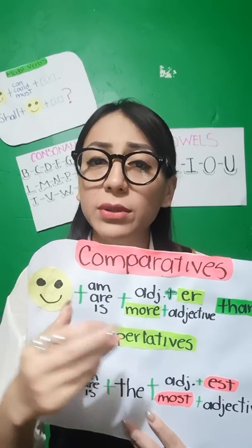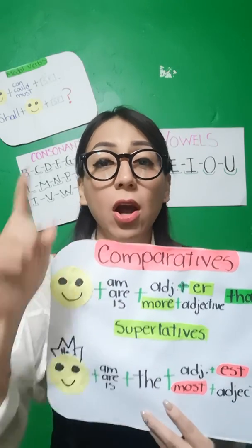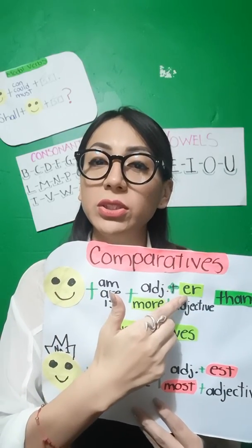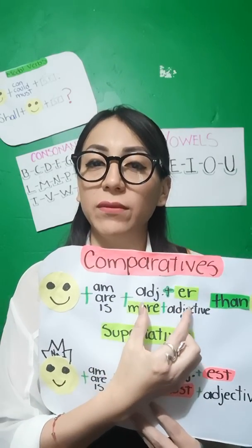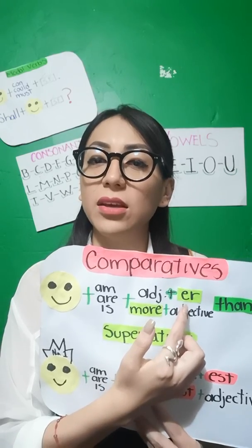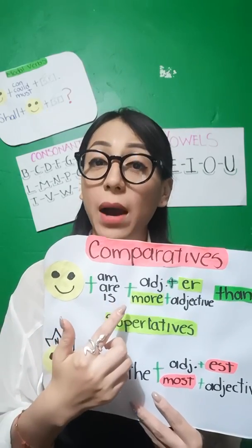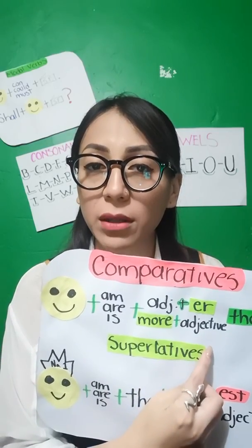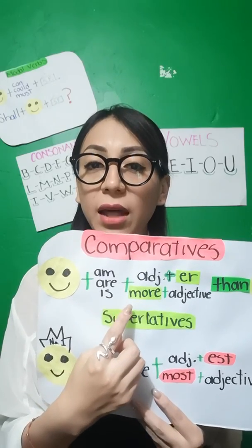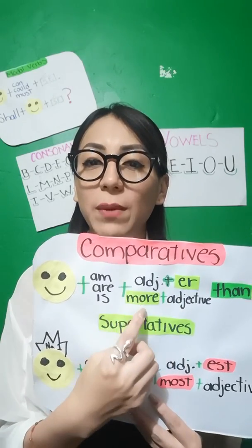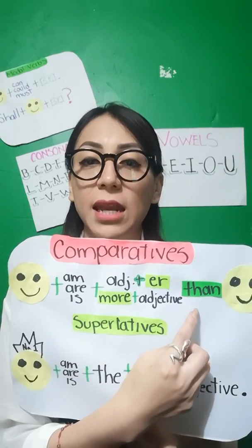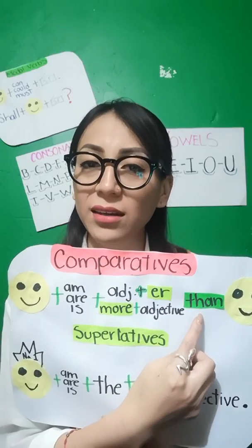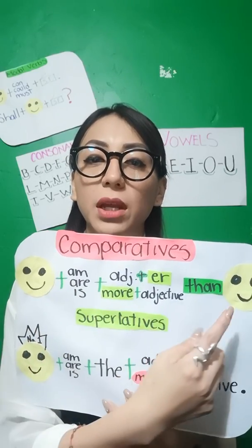Remember the rule that is very important. If my adjective has only one syllable, I'm going to reduce my adjective and add the er. But if my adjective has more than one syllable, I have to add more before my adjective. Then I'm going to use my principal word, that is than, in order to compare my first object with the other one.